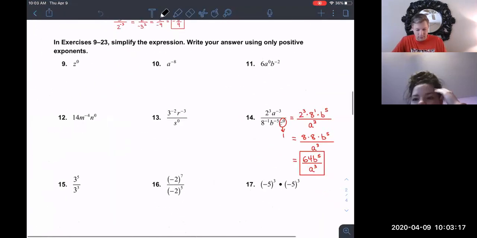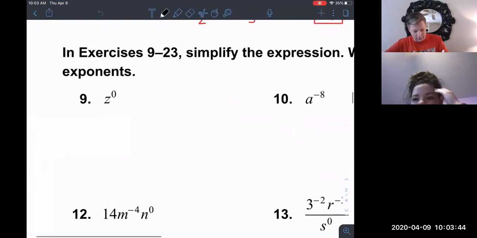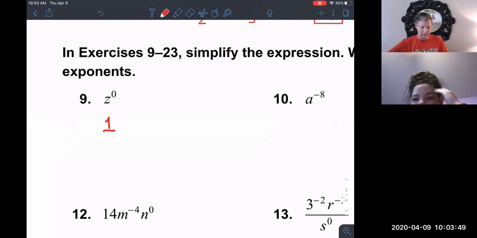All right. So the most important thing to remember when you're doing this is you can really do these steps in any order you want. There's a couple rules that we have to follow. We always have to follow the order of operations, but I usually like getting rid of negative exponents at the end of the problem, but you can get rid of them at the beginning of the problem too. So number 9, hopefully we know that this answer is 1, right? Anything to the 0 power is 1.